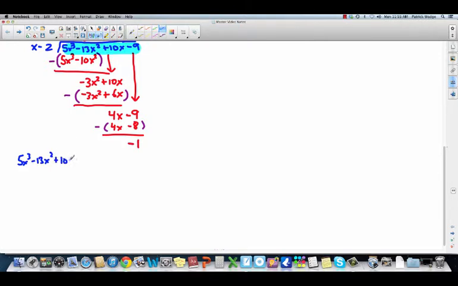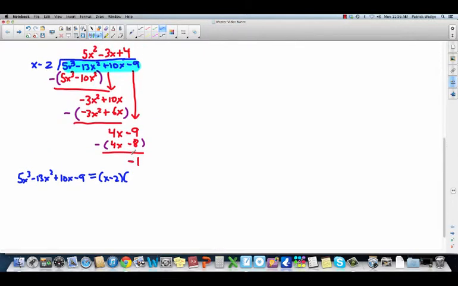Plus 10x minus 9 is equal to x minus 2 times what I found the answer was up here, 5x squared minus 3x plus 4. And then we also have a remainder, which we have to slap on at the end, so we have a remainder of 1. Take away 1.